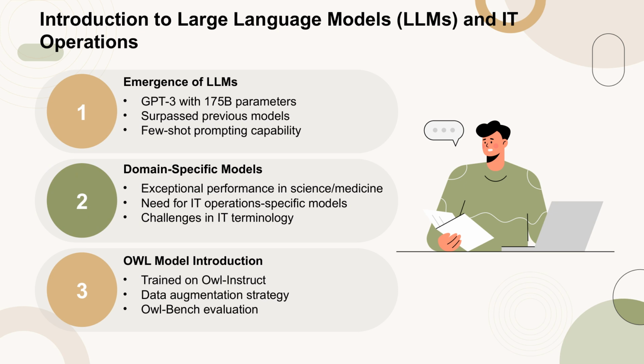Large language models, such as GPT-3, have shown significant advancements with 175 billion parameters, outperforming previous models in various tasks. These models exhibit capabilities like few-shot prompting, which are not seen in smaller models. While general LLMs cover a wide range of subjects, domain-specific models, particularly in science and medicine, have shown exceptional performance. This highlights the need for specialized models in IT operations, which face unique challenges due to their complex terminology.